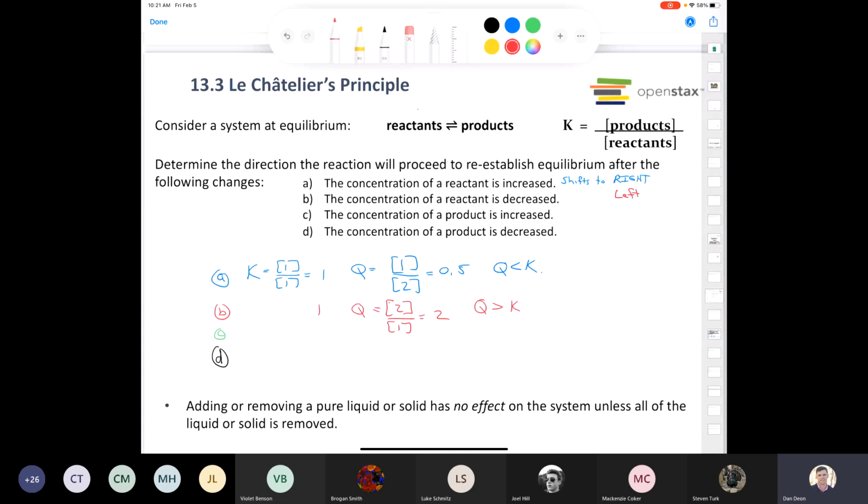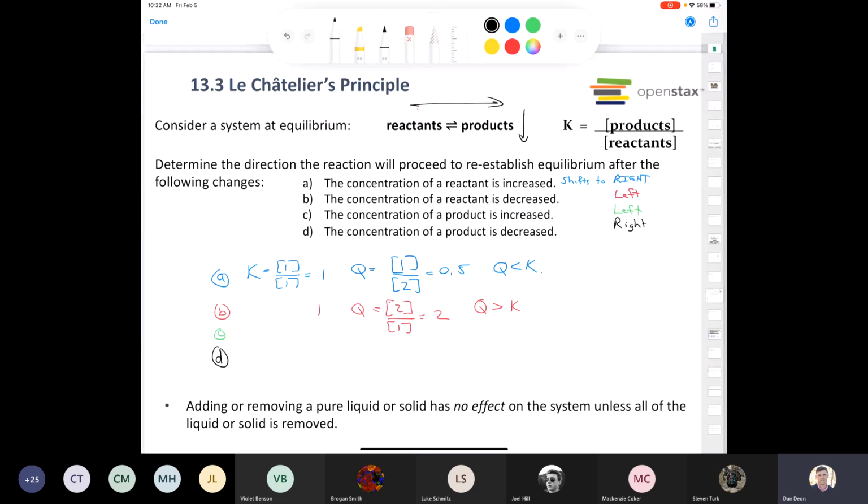Okay, let's try C and D quickly. Maybe you guys find this easier than I think. Anyhow, it says if a concentration of a product was increased. If I jack the concentration of this up, the reaction is going to have to shift to the left, back towards the reactants to reestablish K. So we'll put here to the left. Okay, so we'll erase that. And then if the concentration of a product gets dropped, then it's going to have to shift to the right to reestablish equilibrium to increase the concentration of the products.